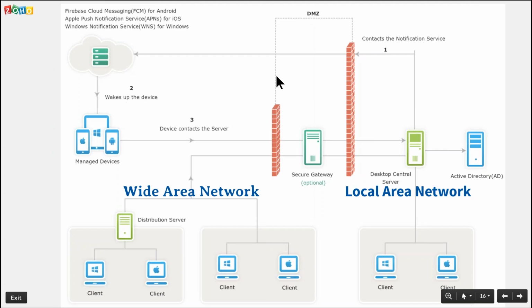So we can also manage machines connected on the local network, the wide area network, or even if it is on the internet, we can manage those computers. Or we can also configure a Desktop Central server in the DMZ. So we know what is DMZ. It is a secure hosting so that the client machine can reach the server in a secure way.